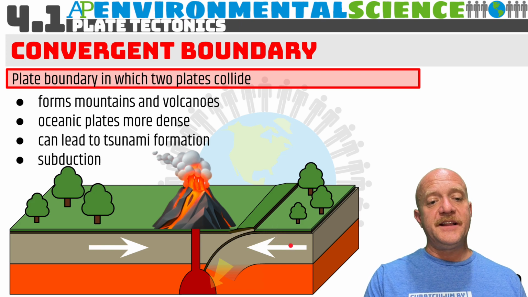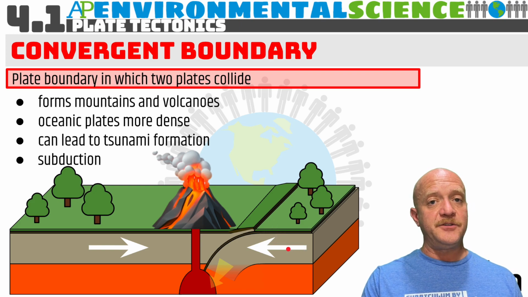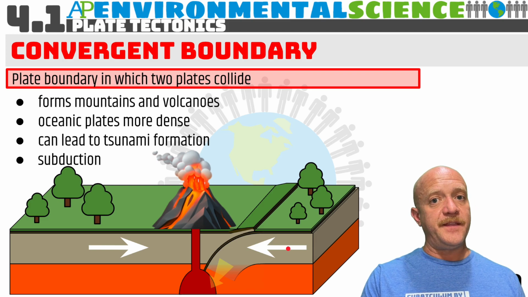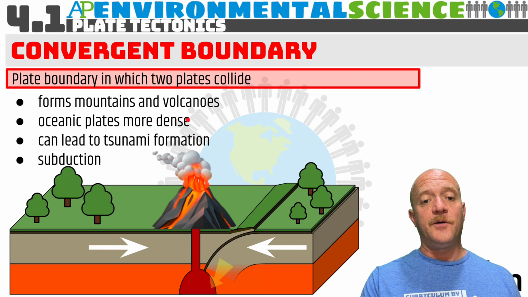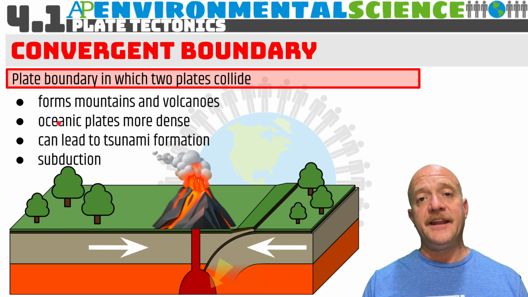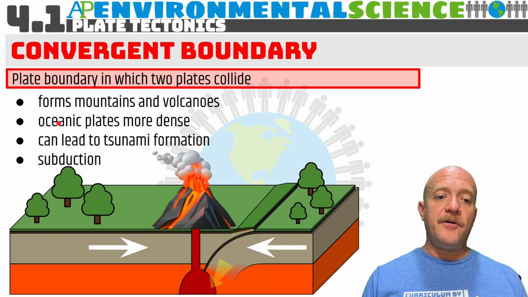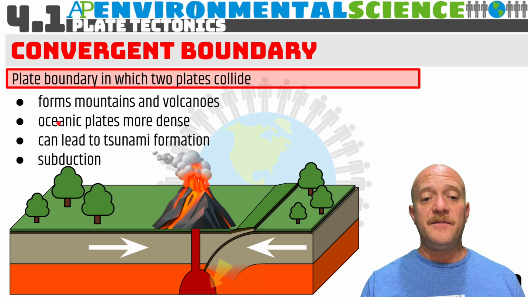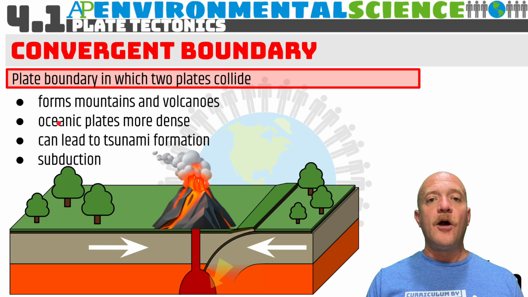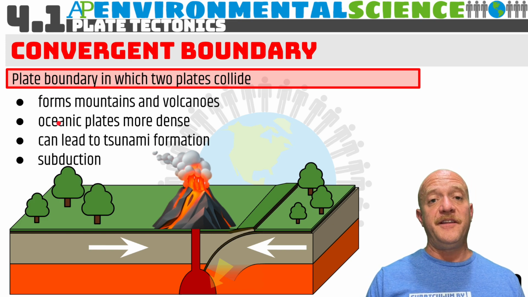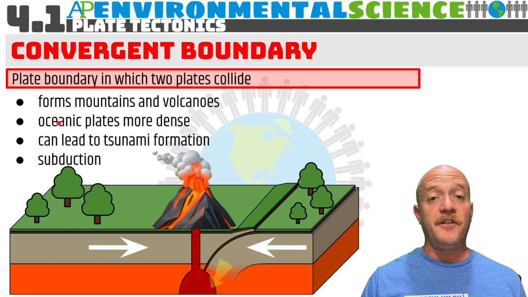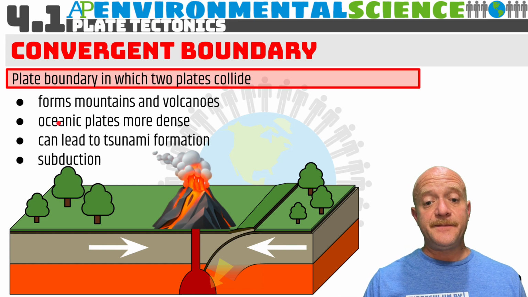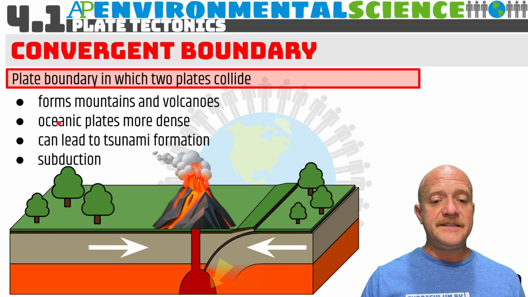In this situation, you can have either oceanic or continental plates. If an oceanic plate meets a continental plate, the oceanic plate will always go underneath the continental plate because oceanic plates are more dense. This can also lead to the formation of a tsunami, which can happen when there is a large movement of water under the ocean surface. For example, if an earthquake displaces a large amount of water, this giant wave will start flowing throughout the ocean, and that's what a tsunami is.